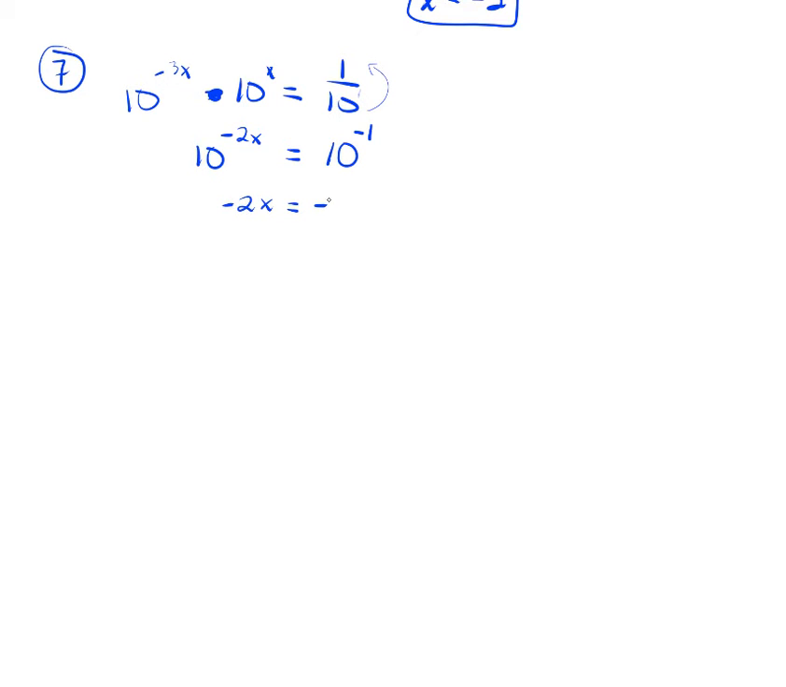So -2x equals -1. We'll multiply both sides by -1/2. I had to think about that. I was going to do a times 2, but I needed to cancel those out. So x equals +1/2. So when x is 1/2 up here, that means 1/2 here and a 1/2 here would make both sides equal to 1/10.